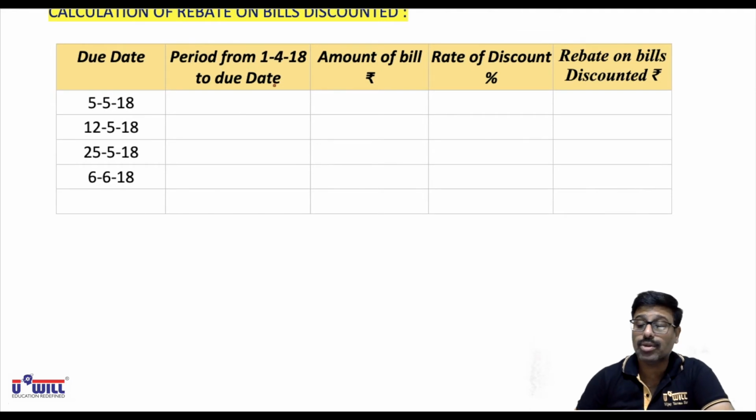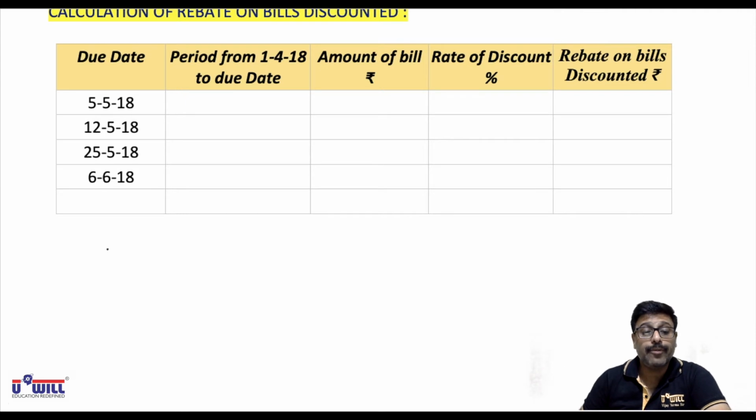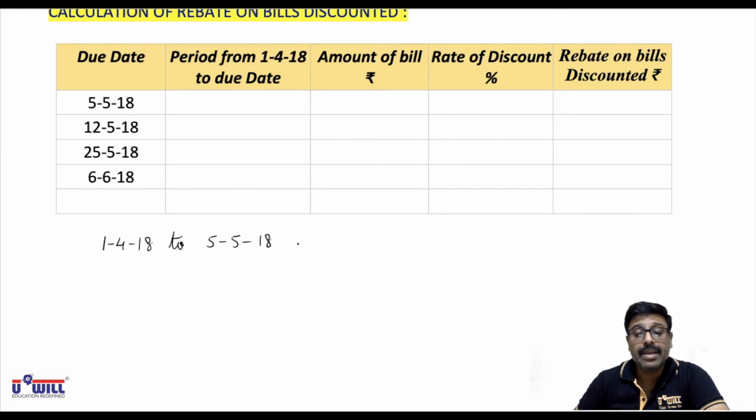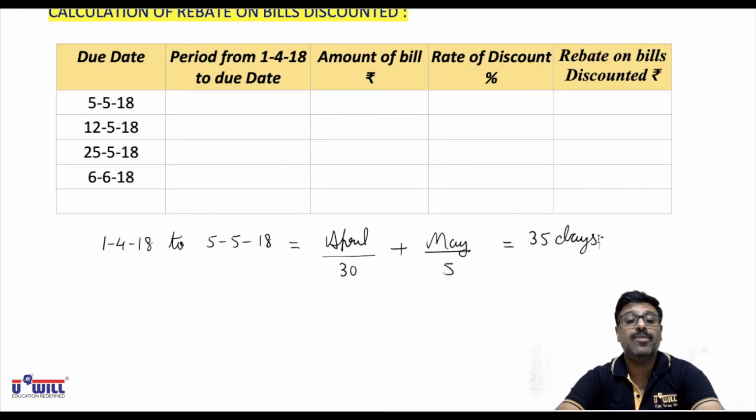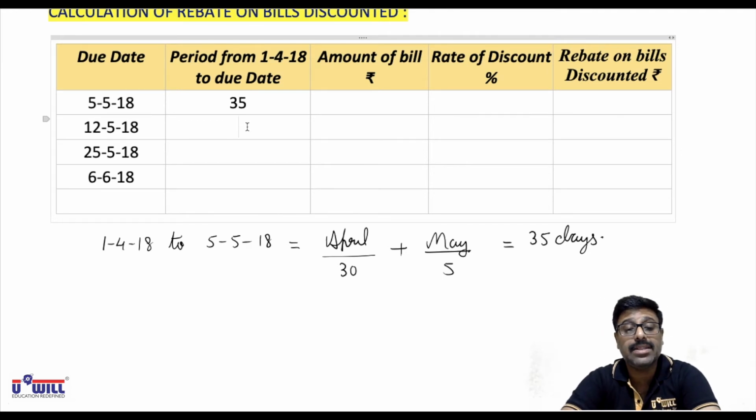Now, how will we find the period from 1st April to the due date? You can do it directly also. And if you want, I am showing the calculation so that you don't get confused later on. From 1st April to 5th May. This working is not compulsory if you can do it directly. Okay. So, April full month, that is 30 days, plus May till 5th May means 5 days of May. So the total period is 35 days. Now 12th May means April full month and 12 days of May. So 30 plus 12, 42 days.